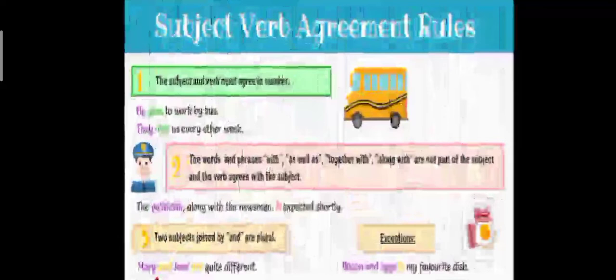Two subjects joined by and are plural. So, Mary and Joan are quite different. Bacon and eggs is my favorite dish. It is an exception because bacon and eggs go together, so here you have is as your verb. And in Mary and Joan are quite different, because the two subjects are joined by and, you will be using a plural verb.